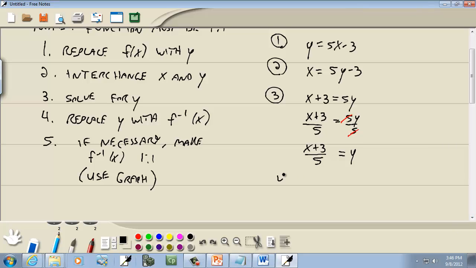Now step 4. Replace your y with your inverse notation. Like that. Now step 5 says if necessary, make our inverse 1-to-1. Now remember the list of items we had that they'll give us problems, the x squared, x to the 4th, y squared, y to the 4th. If it doesn't have any of those, you're fine. And we're fine here. This would be our answer.